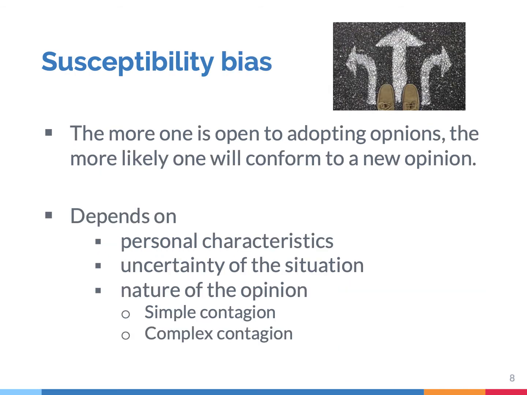Conformity also depends on susceptibility. The more strongly individuals in a certain social condition are open to adopting opinions, the more likely they will conform to the opinions in that context. Susceptibility can be a personal characteristic. Some people are highly unsure about themselves, about their own judgments, and therefore more strongly rely on the opinions of others. Now, susceptibility can also depend on the uncertainty of the situation.